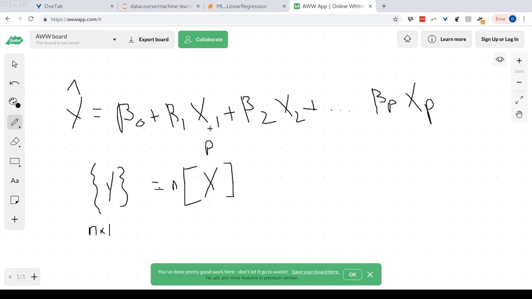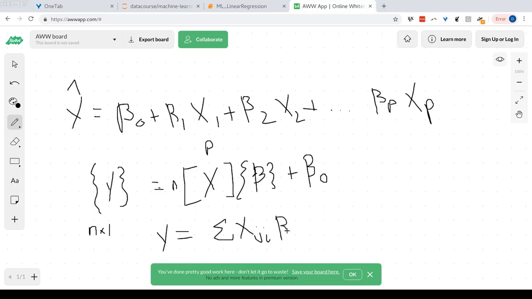And we can collect these beta coefficients and represent them as a vector. So we have a vector of beta coefficients, plus beta naught out here. More compact form. We can also write this using summations. This is writing out this matrix operation using the summation operator.